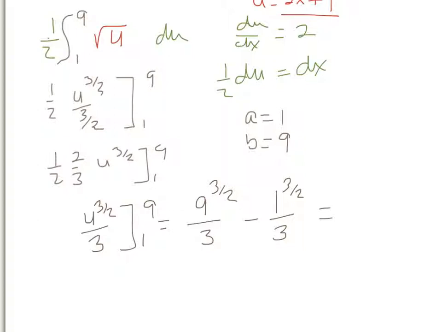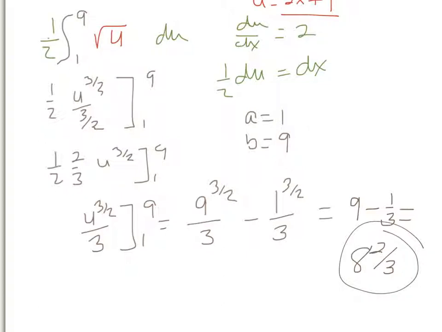So 9 to the 3/2 is 27, divided by 3 is going to be 9, minus 1/3. So our final answer will be 8 and 2/3. And now it's perfectly legal for you to go ahead and resubstitute back in the x, but then you don't want to replace the a and b. You want to use the original 0 and 4. But you can go ahead and rewrite those so that you can use the u's and not have to have that extra step in there.